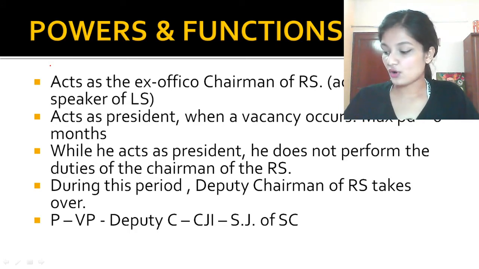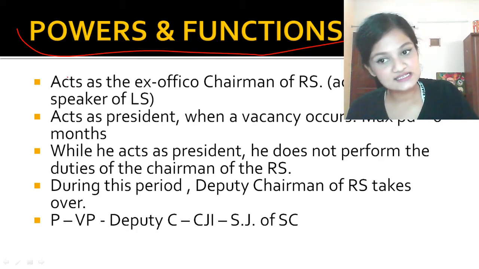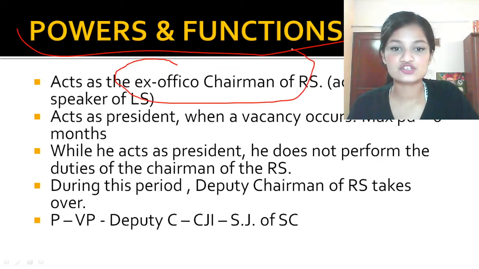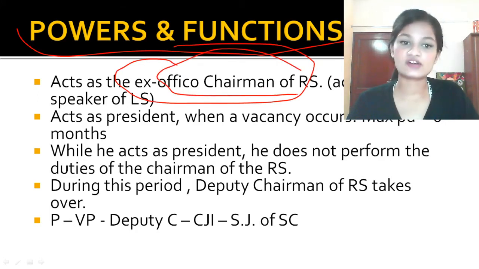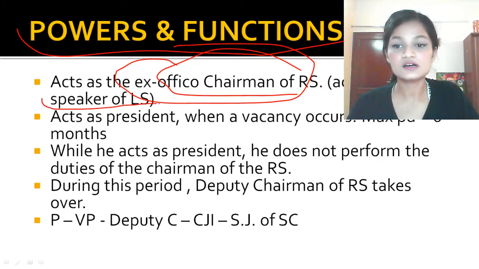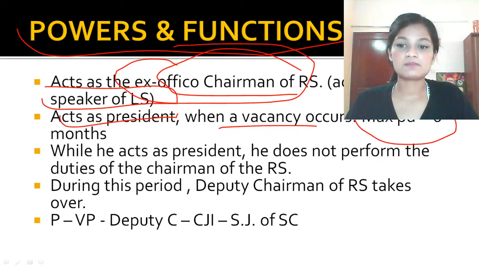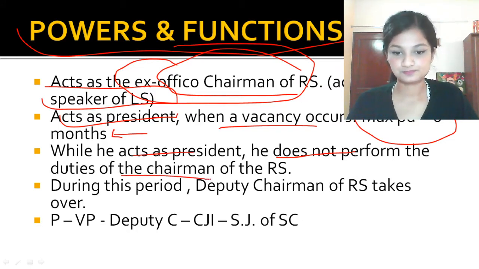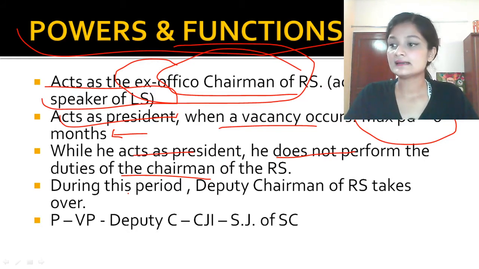Okay, let's move on. Now we are going to discuss the powers and functions of the vice president. So, as we have already discussed, he acts as the ex officio chairman of Rajya Sabha. His role as the ex officio chairman of Rajya Sabha is somewhat similar to the speaker of Lok Sabha. He acts as president when a vacancy occurs and he can do so for a maximum period of 6 months. When he acts as a president, he does not perform the duties of the chairman of the Rajya Sabha. During this period, the deputy chairman of Rajya Sabha will take over.